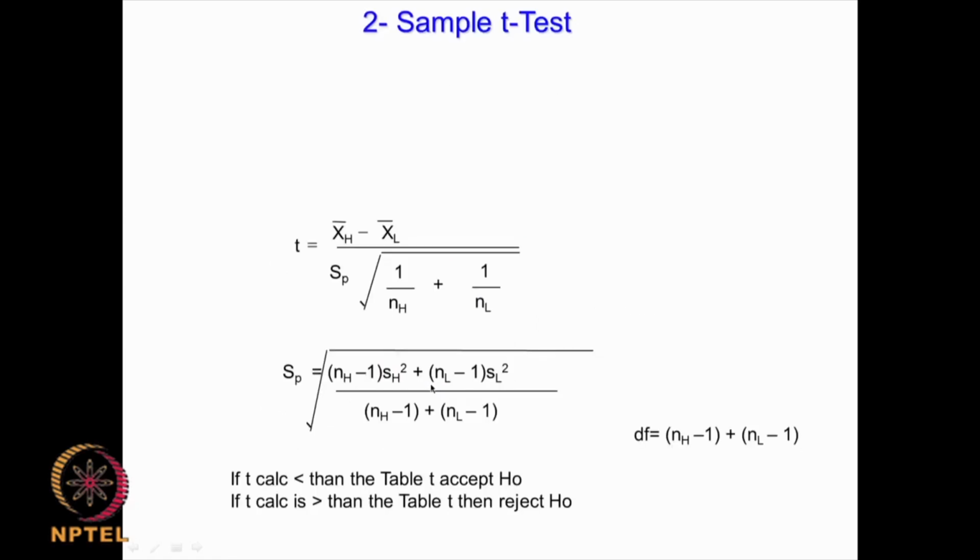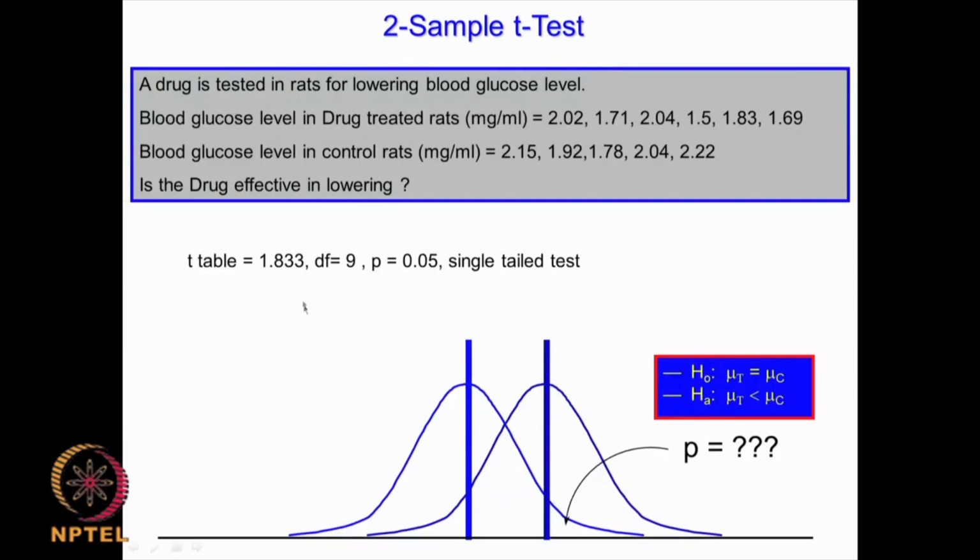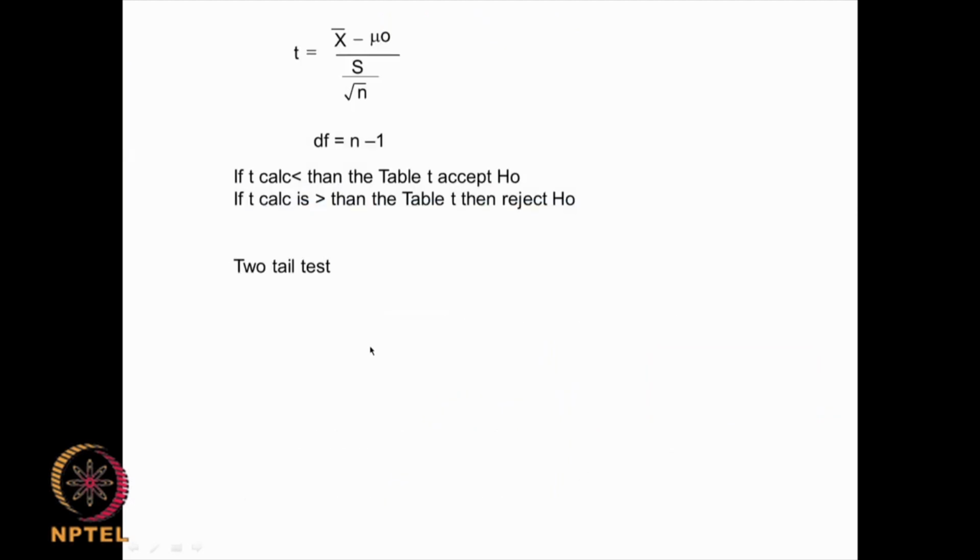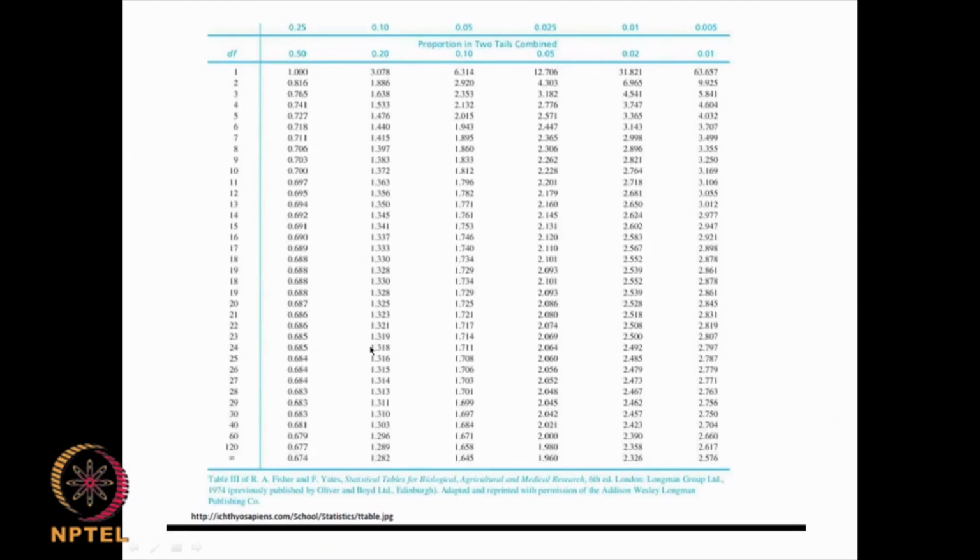Now t table is how many degrees of freedom? 6 plus 5 is 11, 11 minus 2 is 9, so 9 degrees of freedom. You go to the t table, it is a single tail 95%, because why single tail? Is the drug effective in lowering? Okay, so it is a single tail test. So we go to the table, it is a single tail, 95%, 9 degrees of freedom, it comes to 1.833.